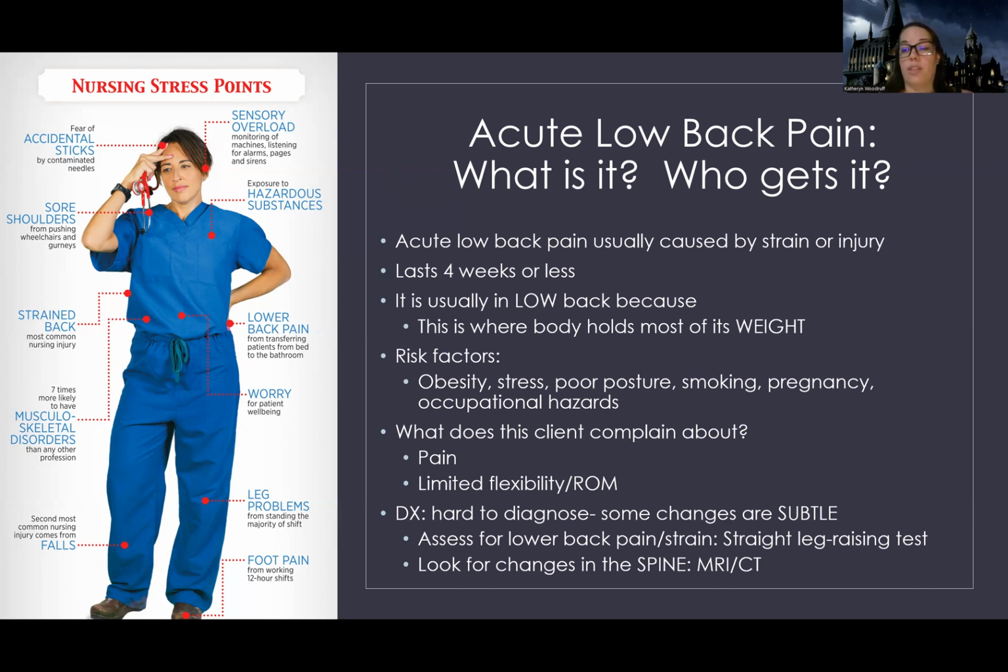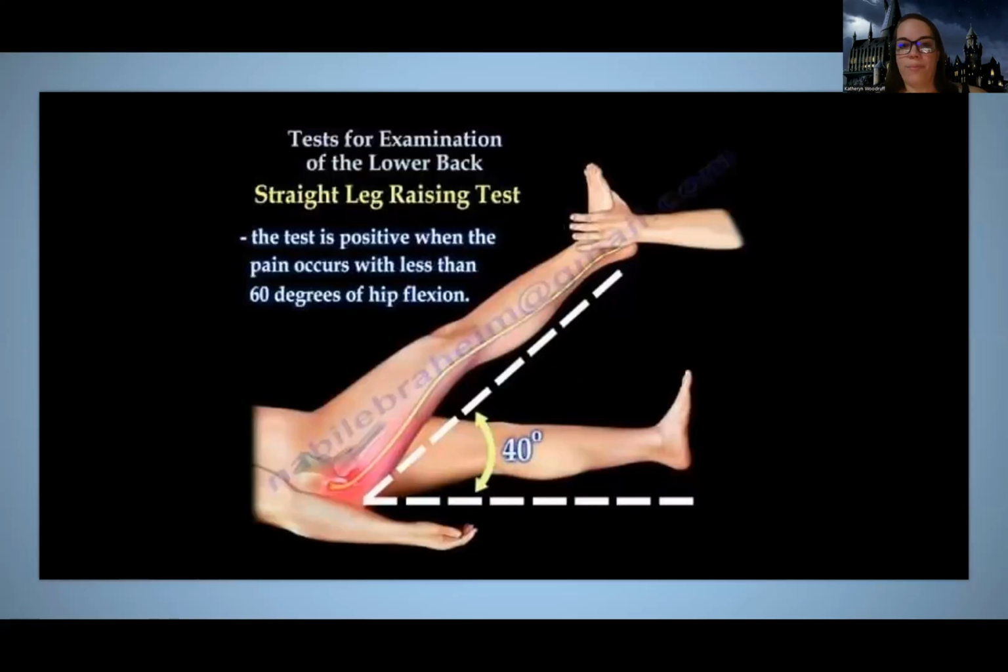I mentioned being a nurse, an occupational hazard, but other causes are obesity, physical stress to the body, emotional stress, of course, and having poor posture. Smoking and pregnancy can also do that. Most of the time, the patient is going to complain about pain and also having limited flexibility or range of motion, especially in their back area. It's hard to diagnose because some of the changes are subtle, but we usually do what's called a straight leg raising test, which I'll talk about in the next slide. And then we may do a CT or MRI if we're concerned about a worse injury.